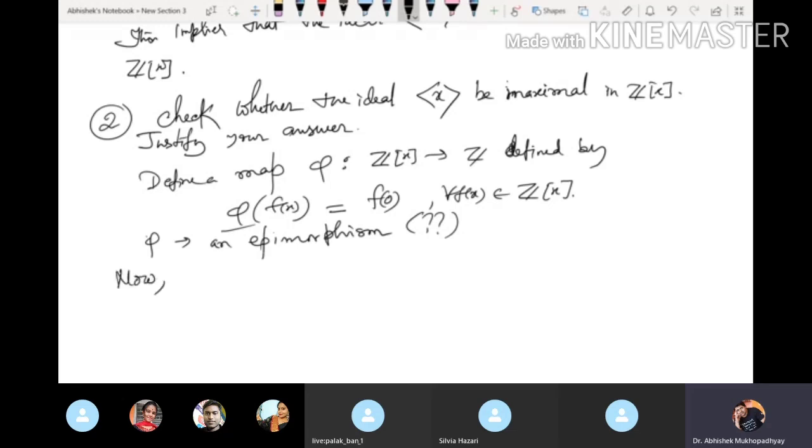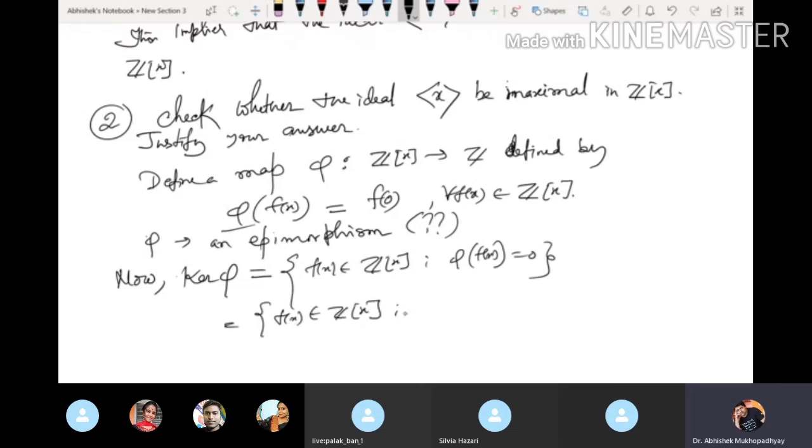Now, since it is an epimorphism, we need to calculate the kernel of phi, and then it will give that Z[x] by ker phi is isomorphic to Z. Now what is ker phi? The set of all those polynomials f(x) in Z[x] such that phi of f(x) is 0, that is f(0) equals 0. And f(0) equal to 0 means the constant term is 0 for the polynomials lying in ker phi. Since the constant term is 0, we must have a factor x for each polynomial lying inside ker phi. So it means it is x h(x).